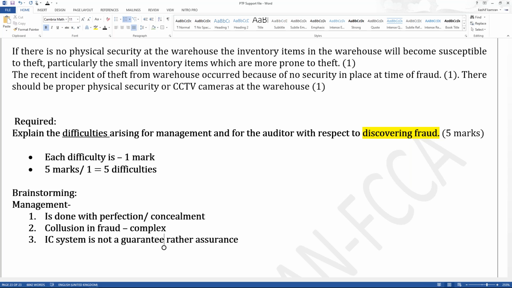Rather, it is an assurance. So can there be a human error and you overlook a fraud? There might be an overlooking of fraud because of human error. The internal auditor might overlook a fraud because of human error. Even yes, management override of controls. If the management themselves is involved in fraud, then discovering fraud becomes difficult.